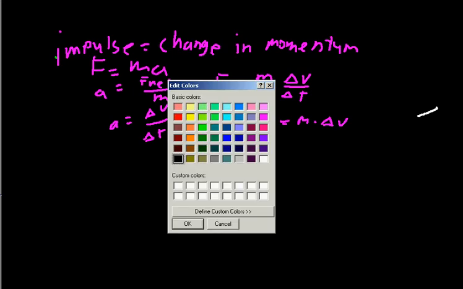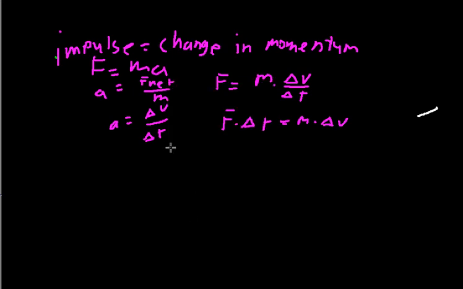So if we have force times delta t, we know that this equation that we have here is going to be the change in momentum. So we can use this formula if we are given the change in momentum, or even the force for that matter. We can find out the missing variable.